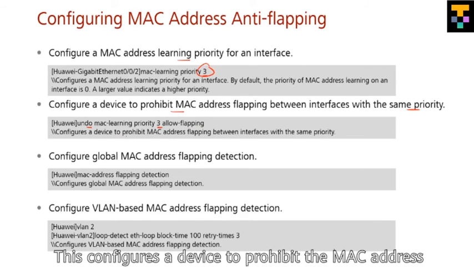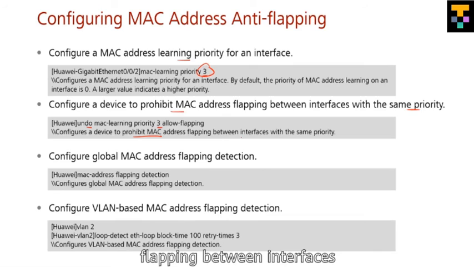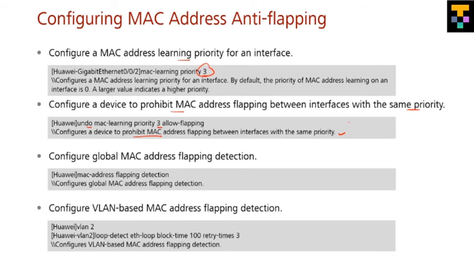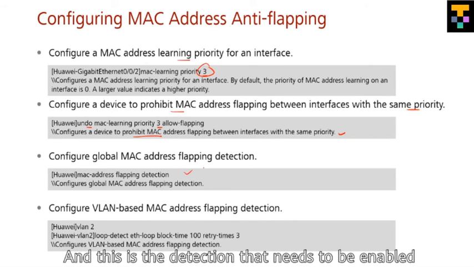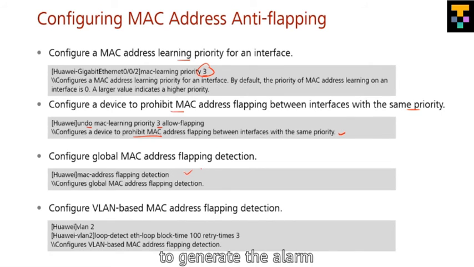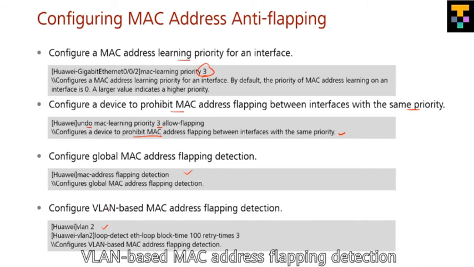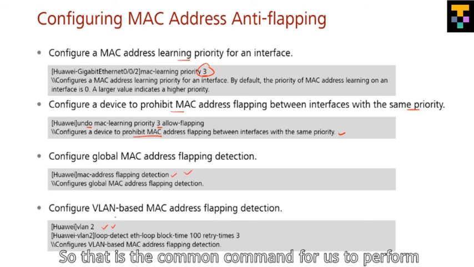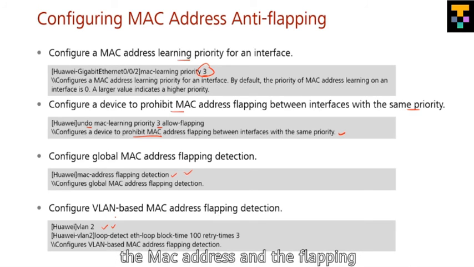To configure a device to prohibit MAC address flapping between interfaces when they have the same priorities, it will select the first one it learned. And the detection needs to be enabled to generate the alarm. This is configured through VLAN-based MAC address flapping detection. That one is global, this one is under the VLAN. So that is the common command for us to perform MAC address flapping prevention and detection.